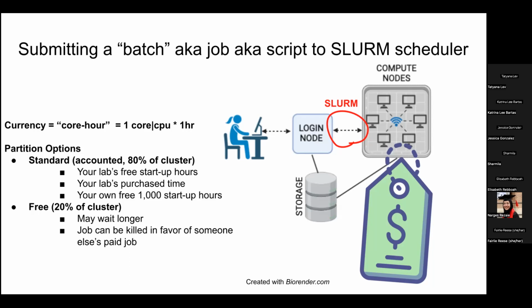These are, as the name means, free. You don't have to worry about hours being used up for this. However, because there's less space allocated to this, you will probably have to wait a little bit longer sometimes. And the worst part is that your job can be killed in favor of someone else who is paying for a job and needs space, so you might get kicked off. The currency for these payments is core hours, and basically one core CPU per hour is one core hour. Pretty intuitive, I guess.